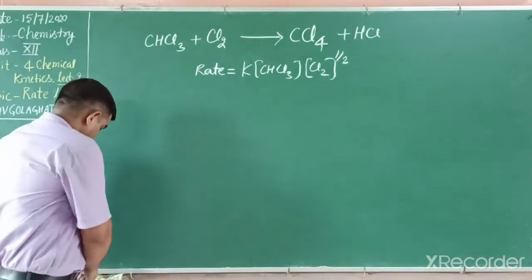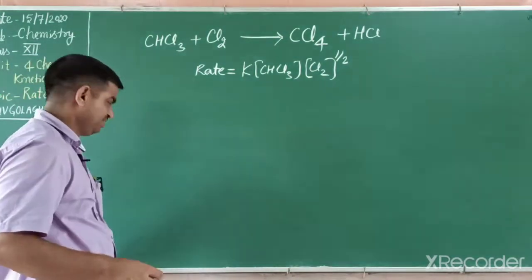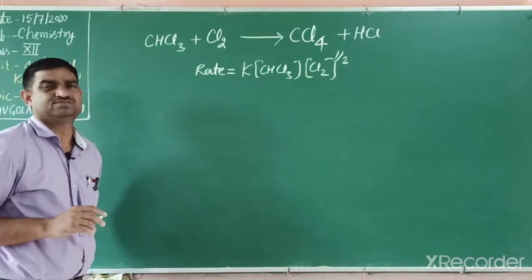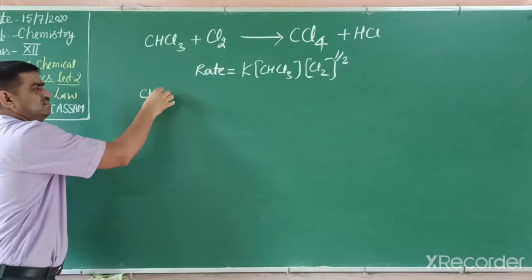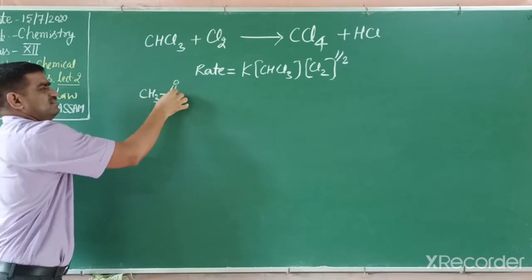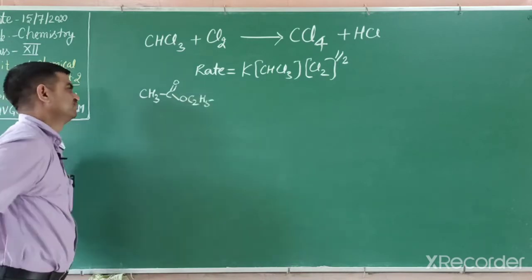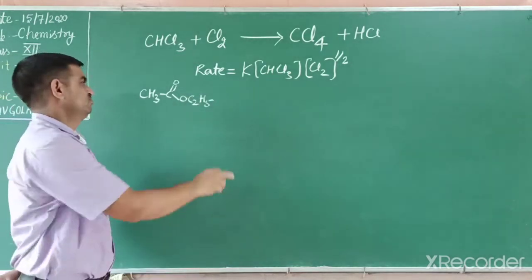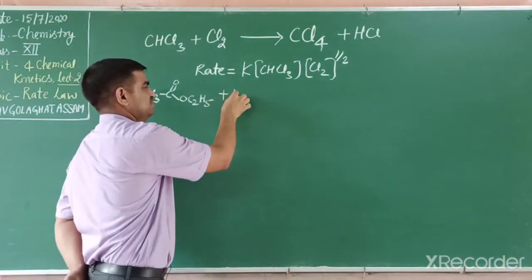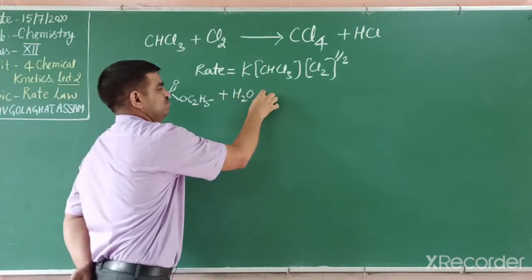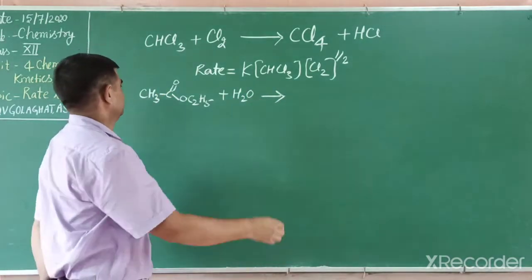Students, this example is given in your NCERT book. We take another example, that is hydrolysis of ester. So we write this one ester, ethyl ethanoate, or we can say ethyl acetate. When this hydrolyzes, it converts into acetic acid.